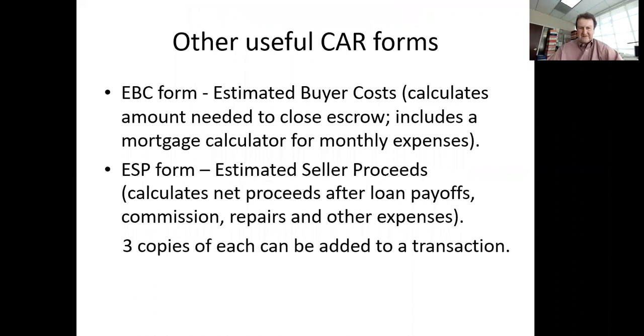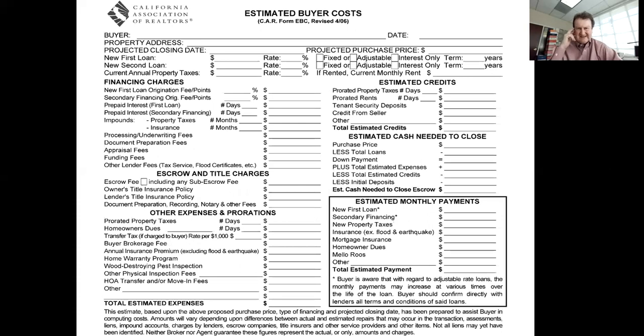Okay, other useful forms. CER has a couple of forms that I developed back in the 2000s, I think 2006. One's for buyer costs and the other's for estimated seller proceeds. And there's 3 copies of each that can be added to a transaction. This is the buyer's cost. You can see the revision date at the top of it. It's one of those forms I like to think of: if you get it right the first time, then you don't have to go back and make changes to it.